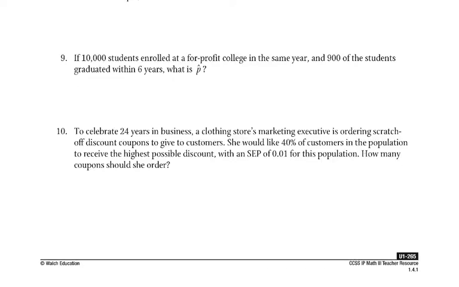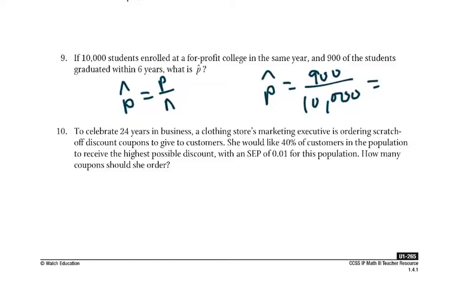So 9 and 10. If 10,000 students enrolled at a for-profit college in the same year, and 900 of the students graduated within 6 years, what is p hat? So p hat would be the total, dividing the total into those that graduated, essentially. So we'd go p hat equals 900 divided by 10,000. Or you could cross out some zeros. So basically 0.09. 900 divided by 10,000 would be 0.09, because 9 over 100 is 9 hundredths, which would turn into 9%. There's our p hat.